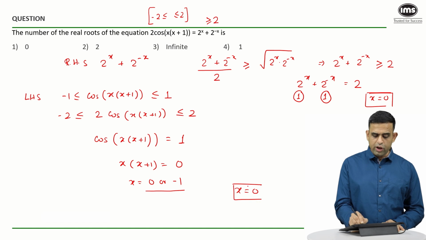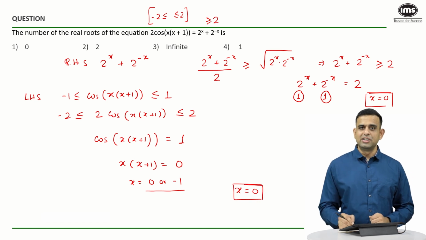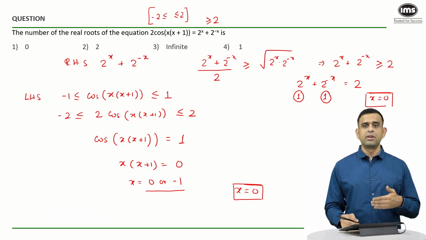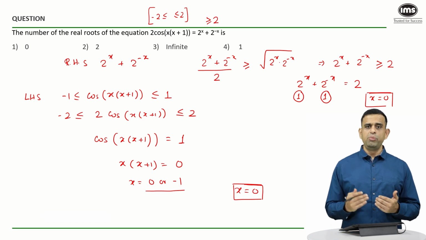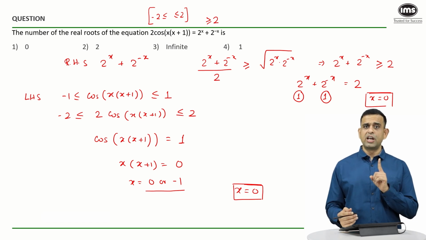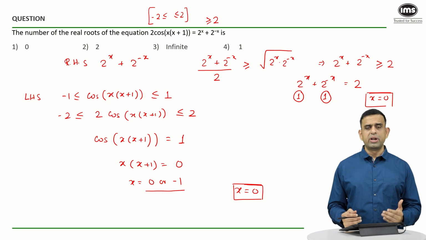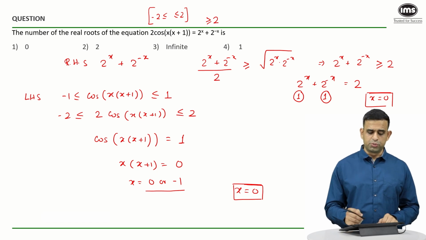Now please note, we are not supposed to mark option number 1 as our answer, since the objective is to find out the number of real roots, which turns out to be only x equals 0, and hence we have only one real root here. So my answer for this particular question has to be option number 4.